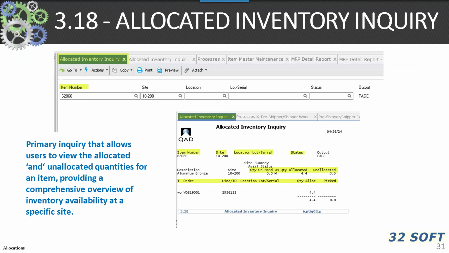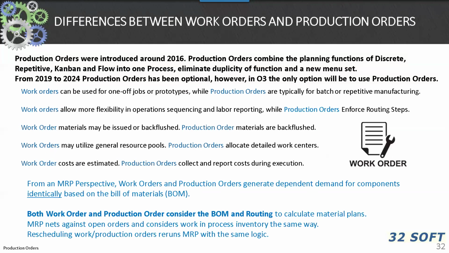The function of 13.8 allocated inventory inquiry is to review the total item quantity on hand at status and site. This is the primary inquiry that allows planners to view allocated and unallocated items in inventory, providing a comprehensive overview of inventory available at specific sites and locations. This is probably the planner's most used browse besides the 3.21.2 transaction history.